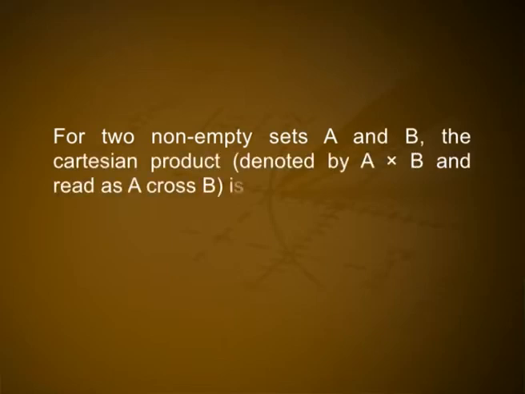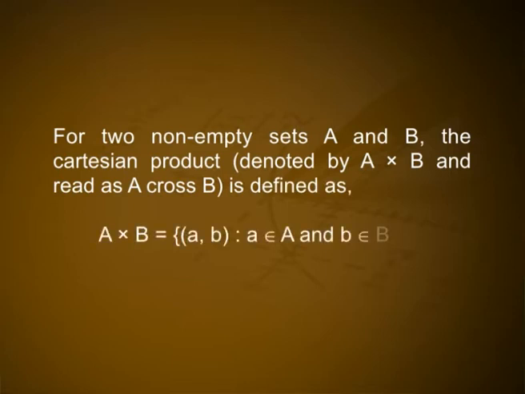For two non-empty sets A and B, the Cartesian product, denoted by A cross B, is defined as A cross B equals the set of all ordered pairs (a, b) such that a belongs to A and b belongs to B. It is a set of all ordered pairs of the type (a, b) in which the first coordinate a is from the first set A and the second coordinate b is from the second set B. If either of these sets is empty, then the Cartesian product also is empty.